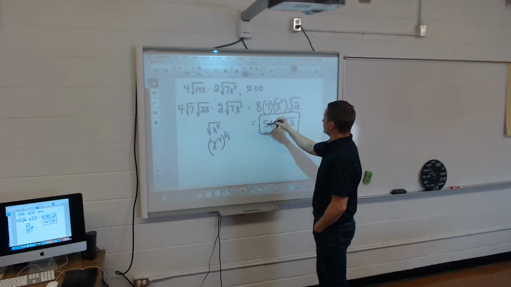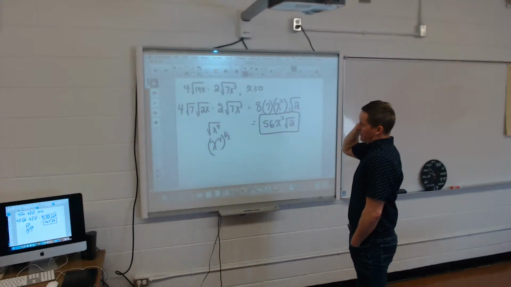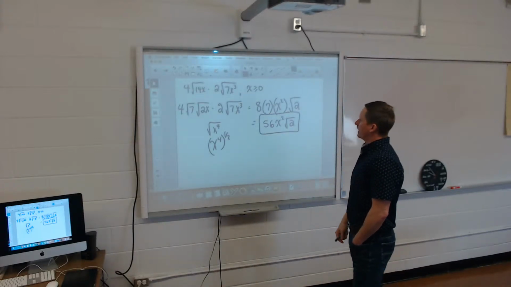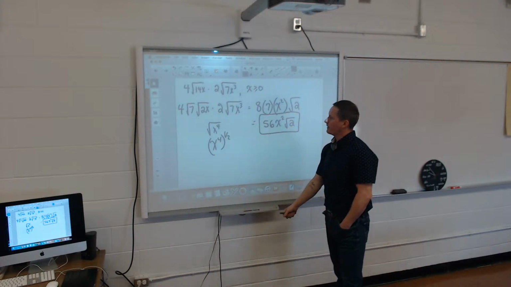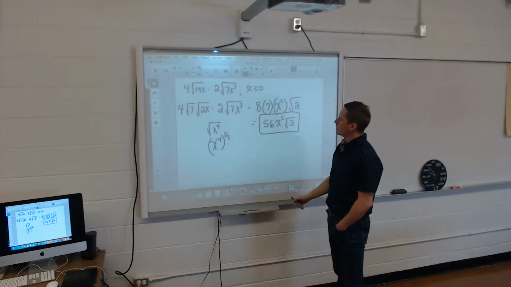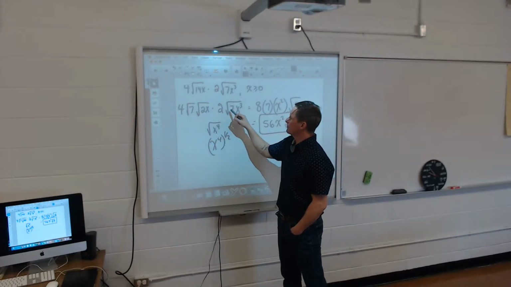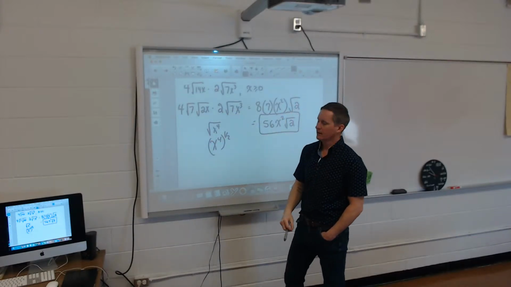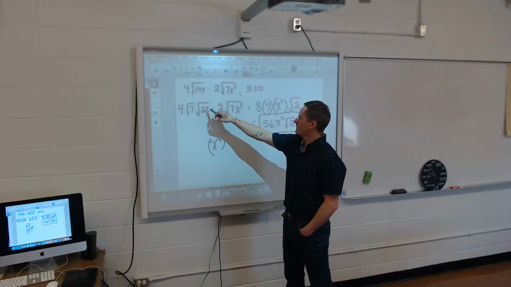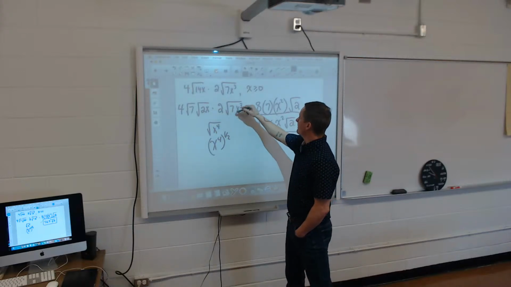Now it is kind of messy. It's not super clean. But I'll show you in a second how to do it the other way. Maybe you like it. Maybe it seems cleaner to you. So I took the root 7 out because I knew root 7 times root 7 was going to give me 7. Root 2x I can't break down. 7x cubed I leave.